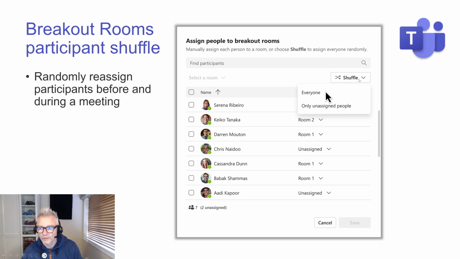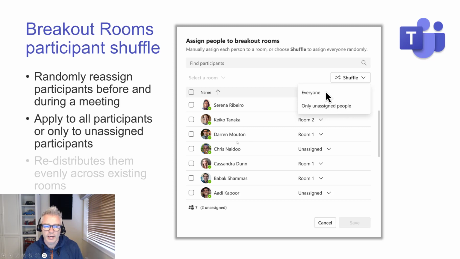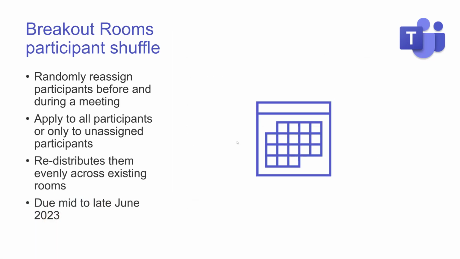You can shuffle everyone, or only people who aren't already in. Say you've got some newcomers, maybe you just want to shuffle the new 4 people evenly across those other teams, but you can do that and redistribute them across the rooms equally, and that is due by late June.